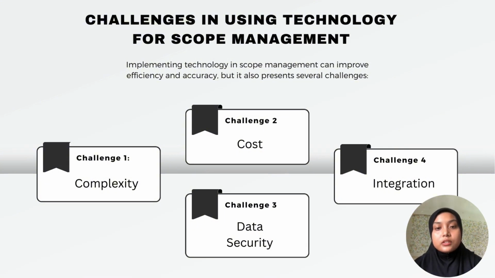And for data security, it's ensuring data privacy and protection. For example, we implement strong access control and encryption. And the last one is integration, which is the challenge of integrating different systems. For example, syncing between JIRA and Confluence.